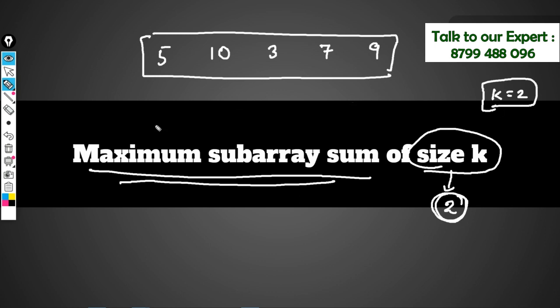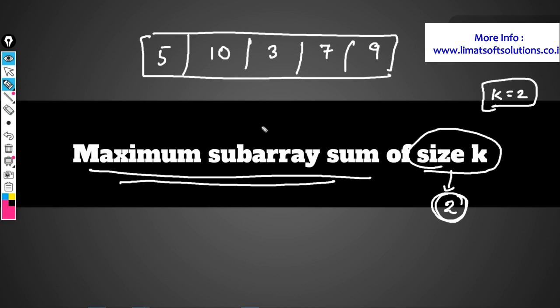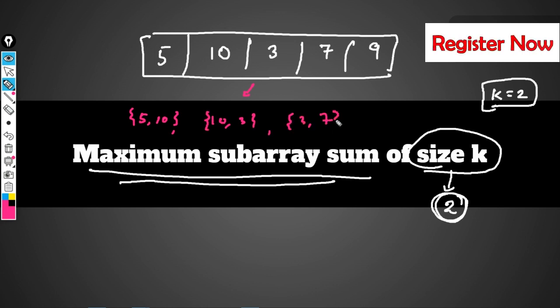So if I calculate manually, window size 2 means the sub array size will be 2. So how many sub arrays of size 2 can I form from this particular array? Definitely 5 and 10. This is a sub array. I can also form 10 and 3. This is another sub array. I can form 3 and 7. This is another sub array. I can form 7 and 9. This is another sub array.